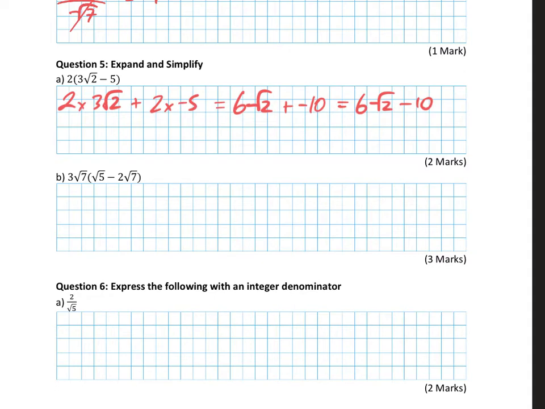Slightly more difficult one here. 3 root 7 times root 5 plus 3 root 7 times negative 2 root 7. 3 root 7 times root 5 is going to be 3 root 35, plus 3 times negative 2 is negative 6.